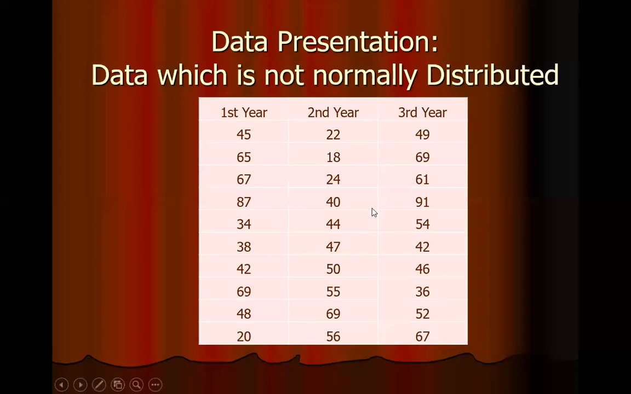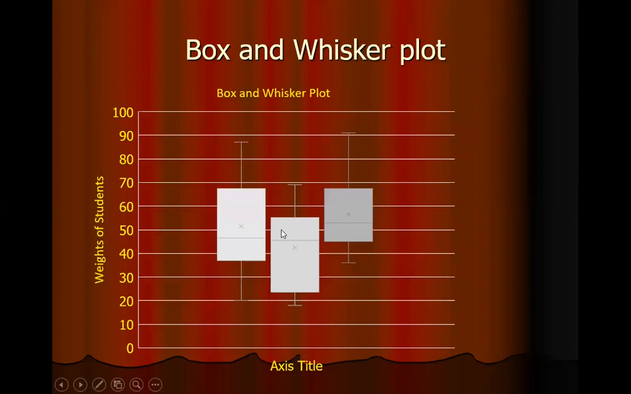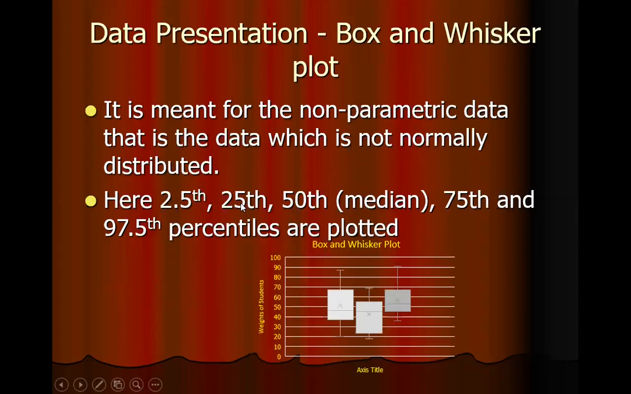So this is an example of the body weight of students of first year, second year, third year. This is hypothetical data. And if we represent it in the form of a box and whisker plot, we get this graph. So we can see that the body weight of second year students is less than the body weight of first year and third year students. Probably the second year students were in stress and they were eating less as compared to first year and third year students. So the box and whisker plot is used for non-parametric data.